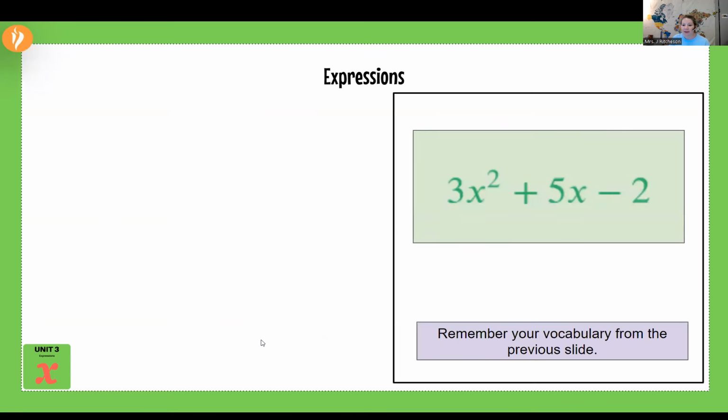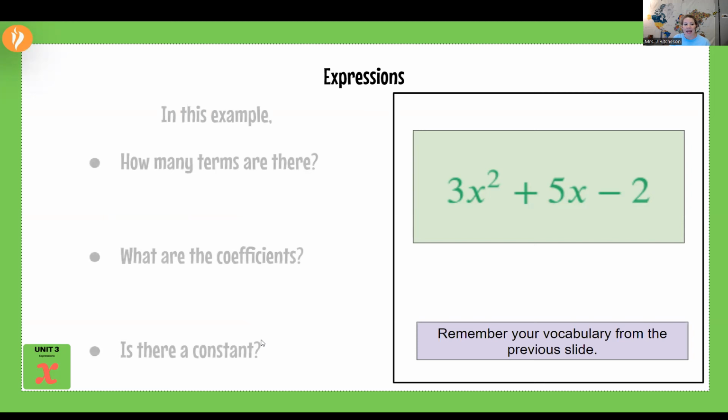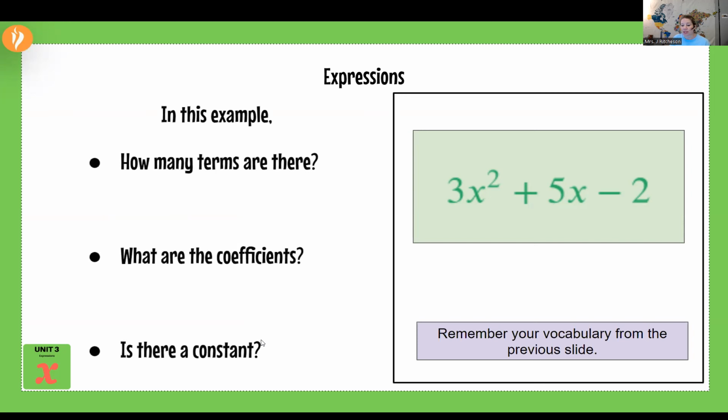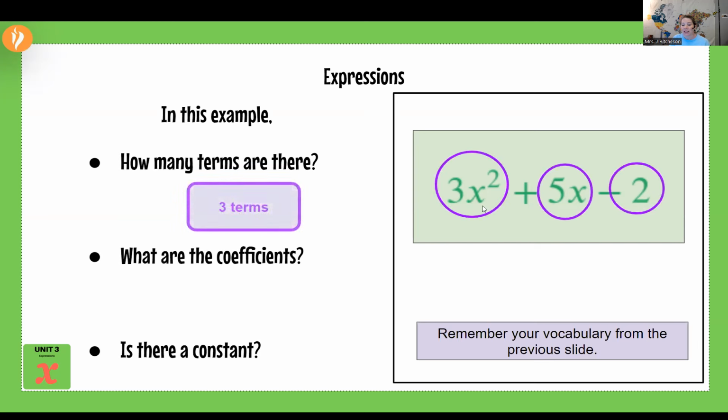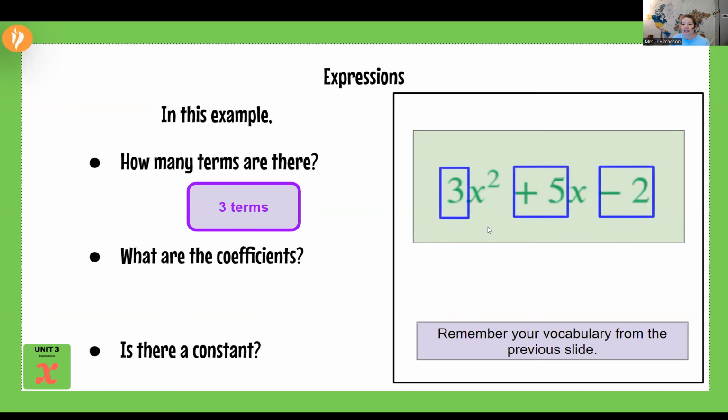All right, here we have an expression. Can you please tell me how many terms you see? How many terms are there? Well, there's 3. We have a positive 3x squared, we have a positive 5x, and we have a minus 2. So that sign belongs to the number directly behind it. What are the coefficients in this expression? How many coefficients do you see? There's 2 coefficients, and what are they? They are 3 and 5.